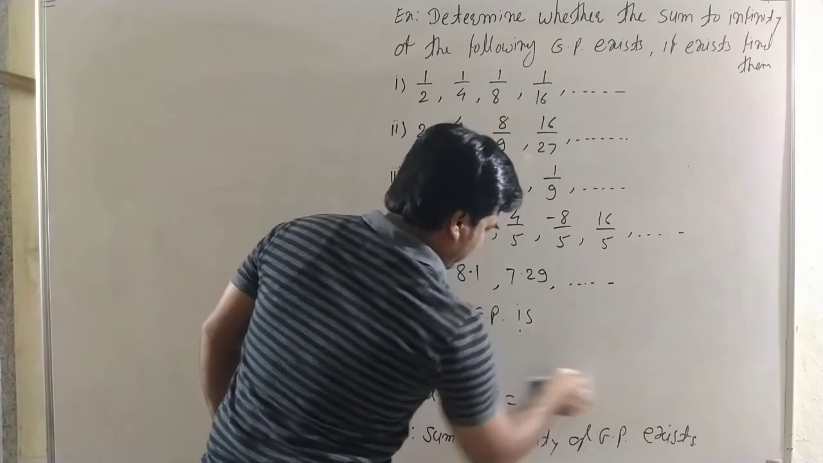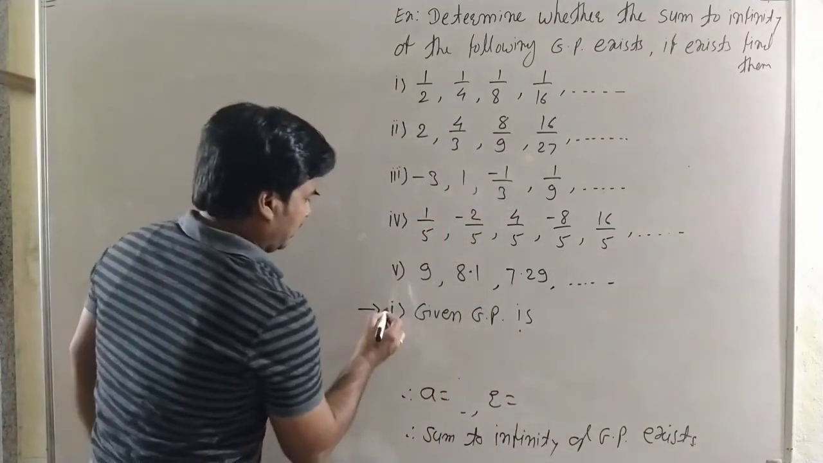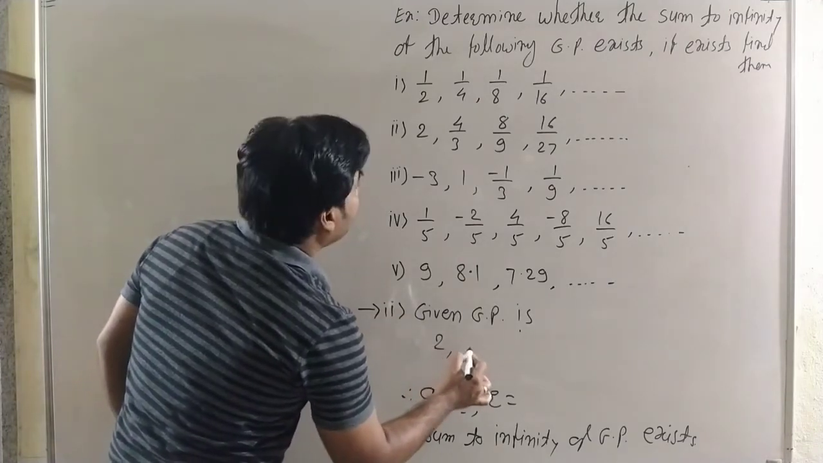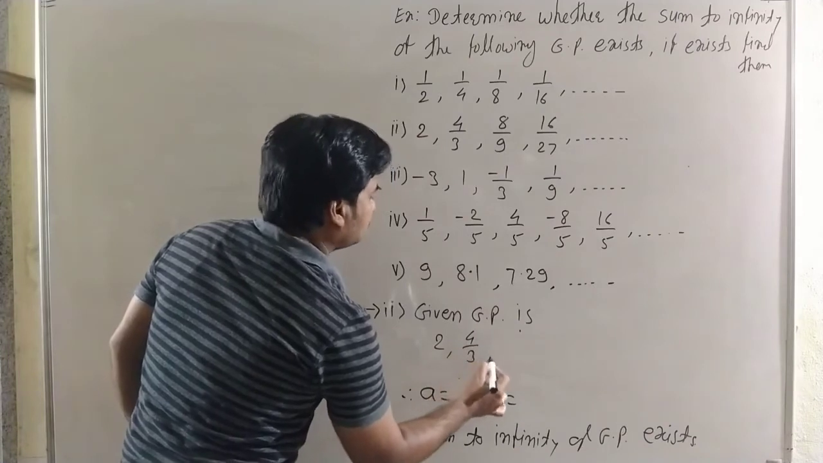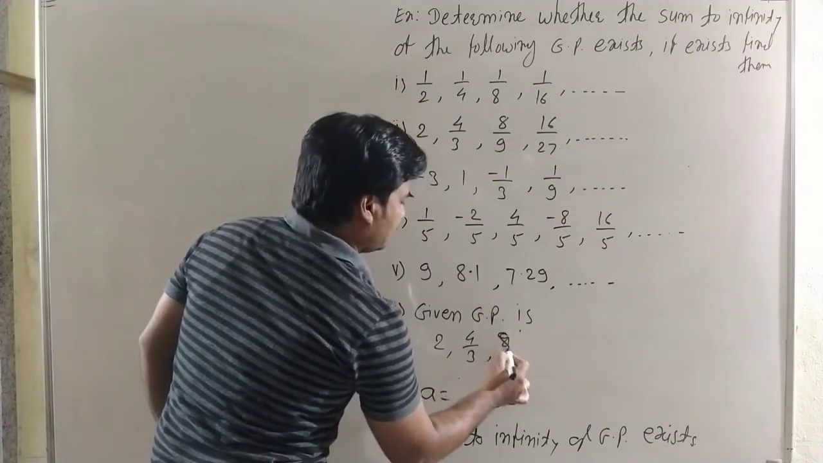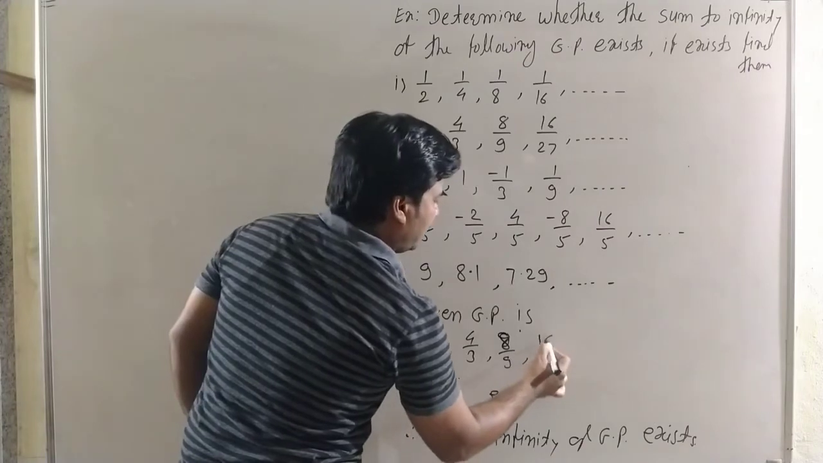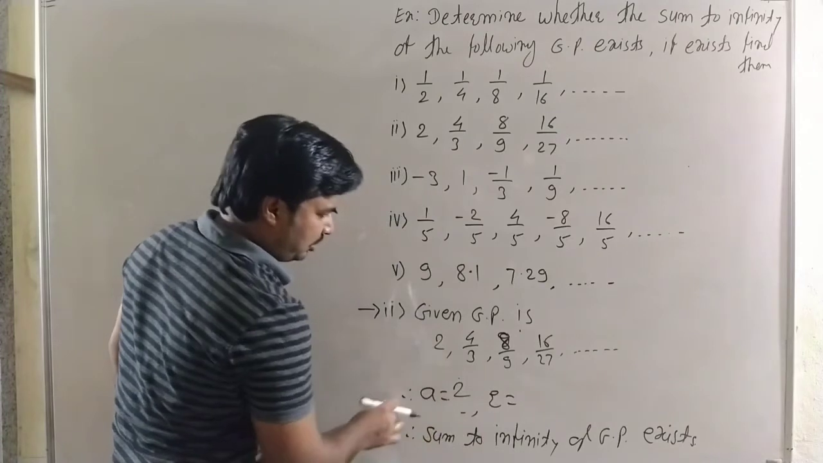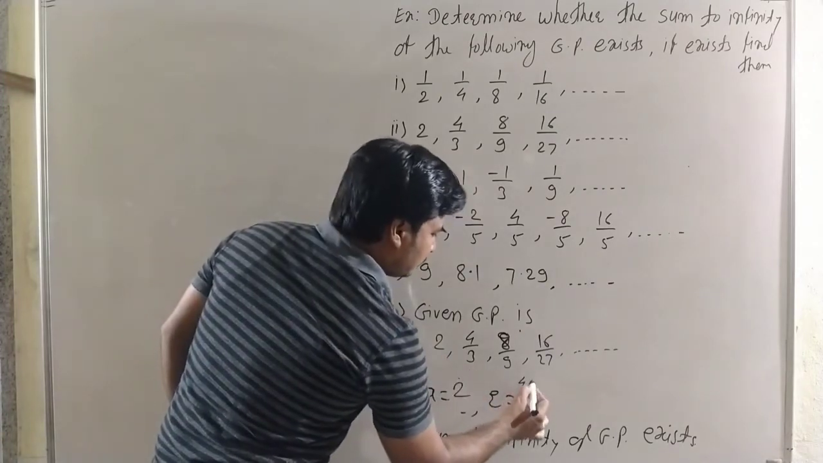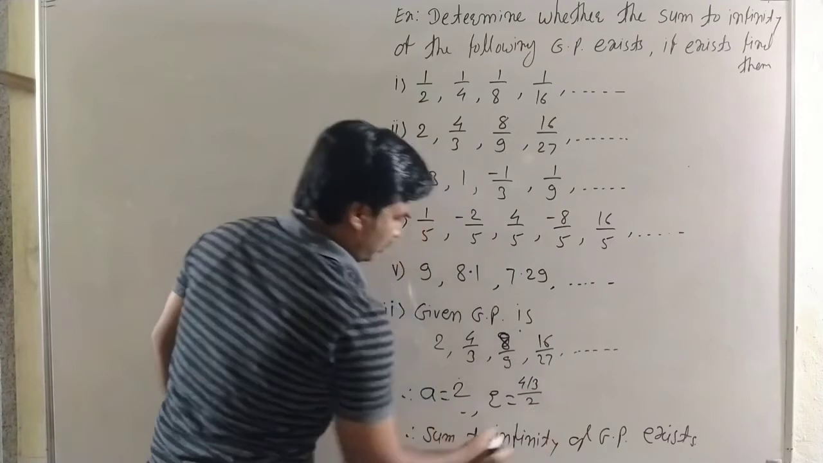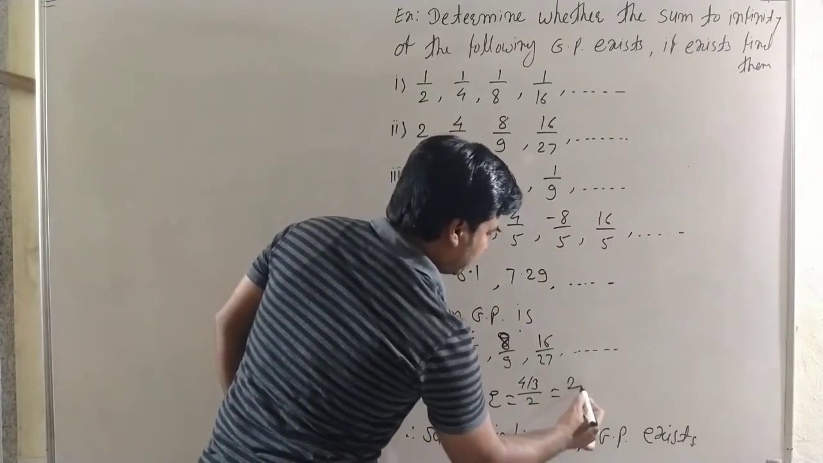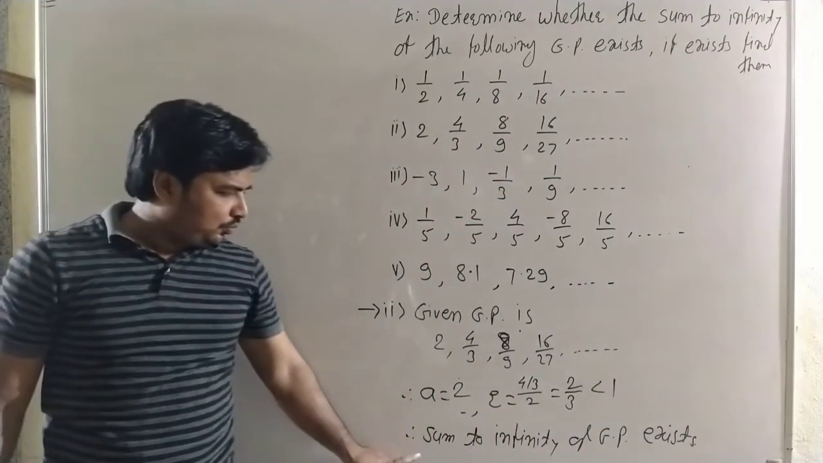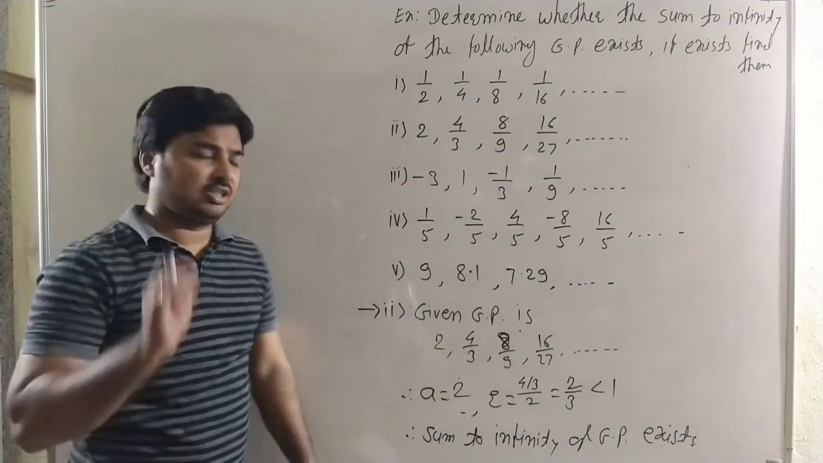First we check whether the geometric progression exists or not. Here in the second example, there is a sequence: 2, 4/3, 8/9, 16/27. In this geometric progression the first term is 2, and the common ratio is (4/3) upon 2. See carefully, (4/3) upon 2 is 2/3, and 2/3 is less than 1. Therefore the sum to infinity of the geometric progression exists.